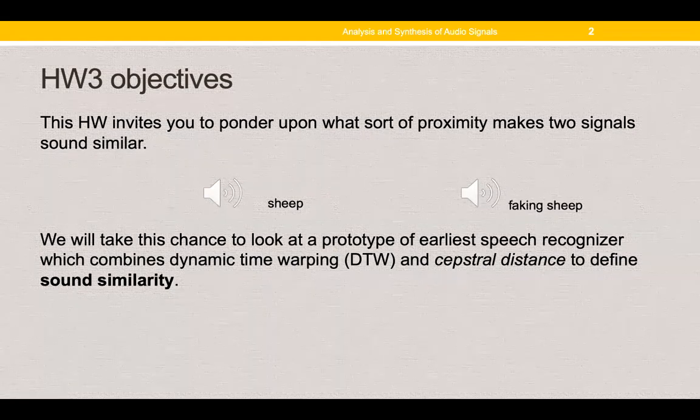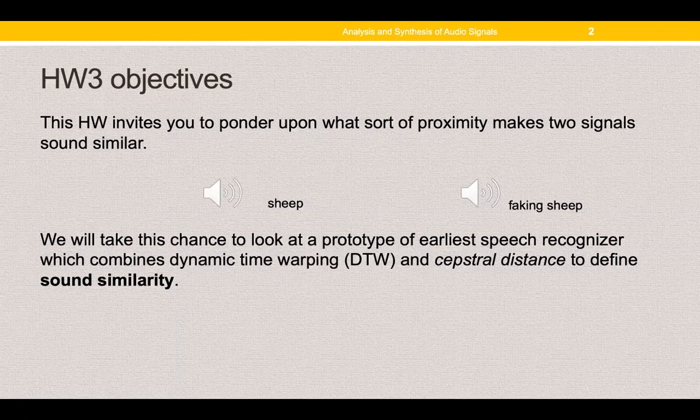So we all do that as a kid or even as adults. This leads me to think about, since this semester we are going to focus on vocalization, human voice, when we try to imitate the sound of certain things, how do we evaluate who is doing a better job? Let's say if you fake the sheep and I fake the sheep, who is making it more similar to the original sheep? That's the kind of question we are asking in this homework.